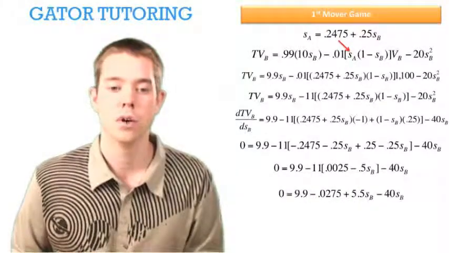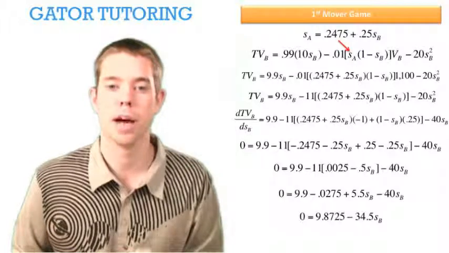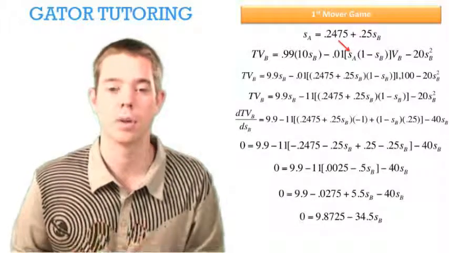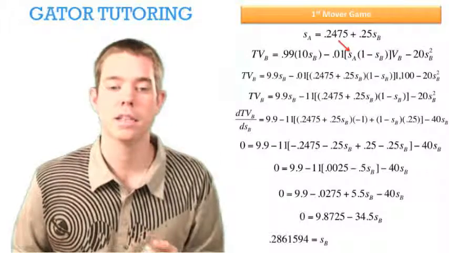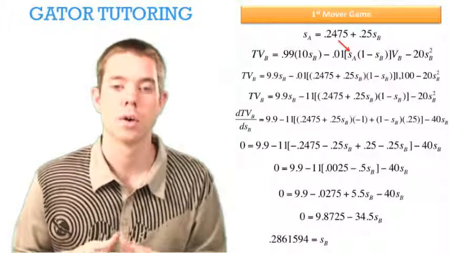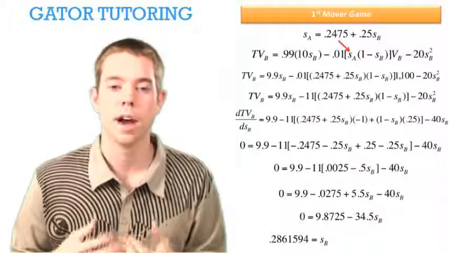We do that. With a little bit of algebra, we see that we're going to be actually able to solve for SB because we only had one variable after all. We see that SB is equal to 0.2861594. Now finding SA is easy.